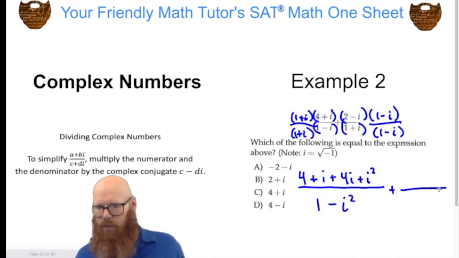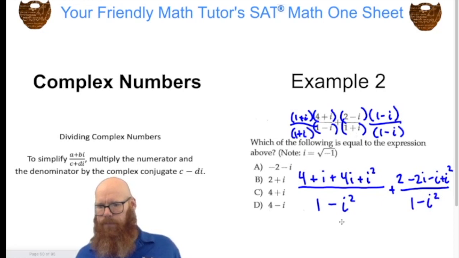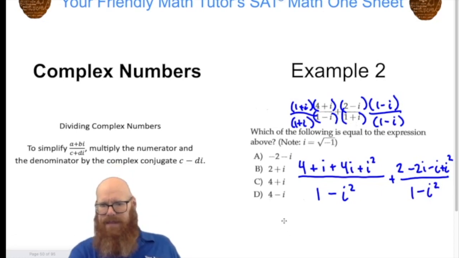Now I have the other one. So the other one will be 2 times 1 is 2, minus 2i, minus i, and then minus i times minus i is plus i squared. And then on the bottom, I have the same thing. I better have the same thing because I got a common denominator. All right, so let's keep going.